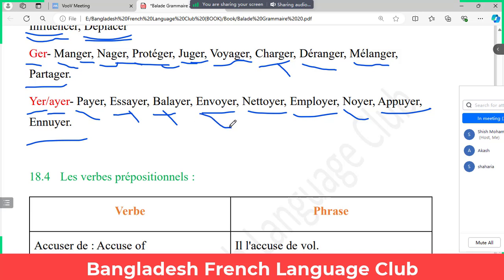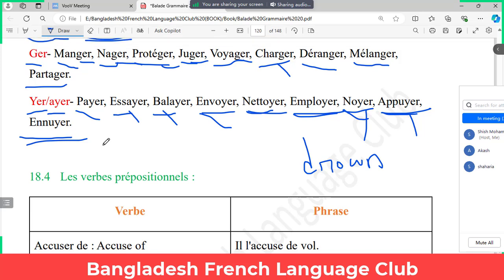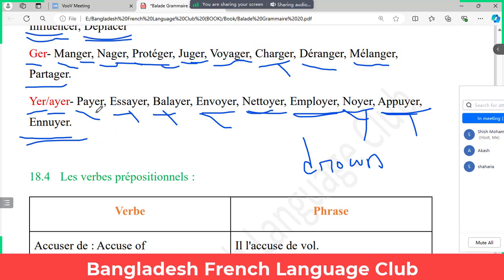So envoyer means to send. Nettoyer means to clean. Employer means to employ. Noyer means to drown, I mean, to sink. Drown, it's called noyer. Appuyer means to support. Ennuyer means to annoy, I mean, to bother. Okay, so you see that yer or ayer, so y will become i. Please remember.